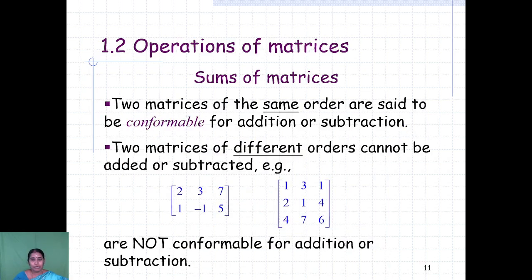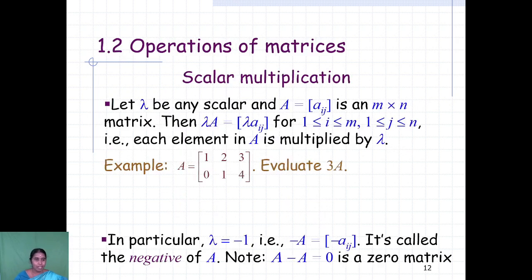Next, two matrices of the same order are said to be comfortable for addition or subtraction. It means only if the two matrices have the same number of rows and the same number of columns can we do addition or subtraction. Two matrices of different orders cannot be added or subtracted. For example, let us consider two matrices, the first one A and the second one B. The first one is 2 by 3, the second one is a 3 by 3 matrix. So these two are not comfortable for addition and subtraction. Thus, if we want to add or subtract, the order of the matrices should be the same.